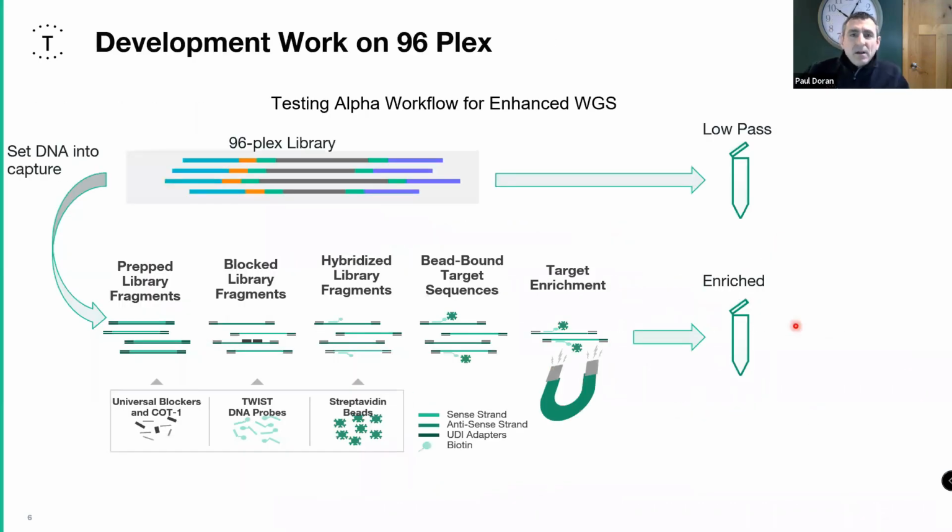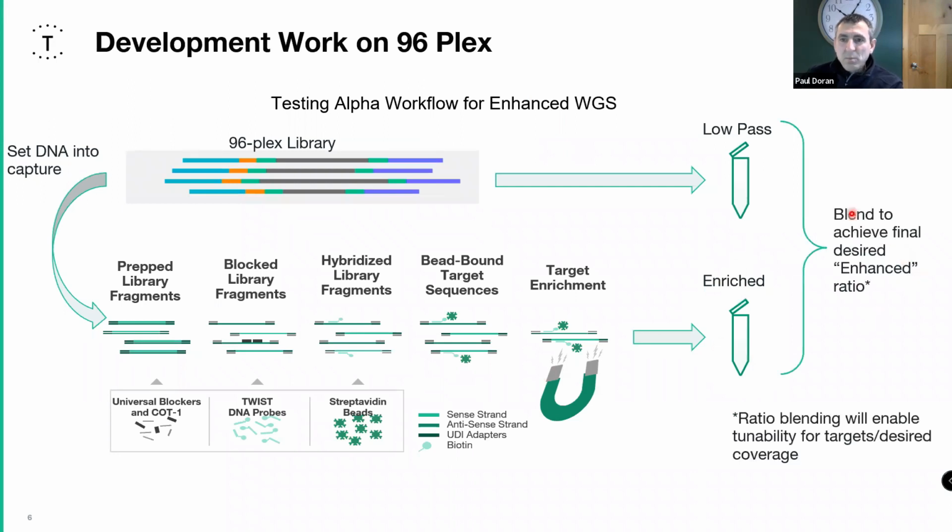What we're doing next with the 96-plex is some development work, which we're really excited about. We've got some preliminary data that's looking really promising in terms of using this to do capture. Basically, you produce a 96-plex library, and then instead of just doing your standard low pass, we run it through a slightly modified protocol that allows us to do target enrichment. After you do that, you can either use it for targeted sequencing, or you could blend the two together to basically enhance areas of the genome that you want to take a look at.